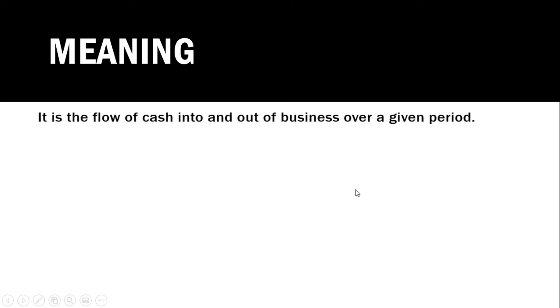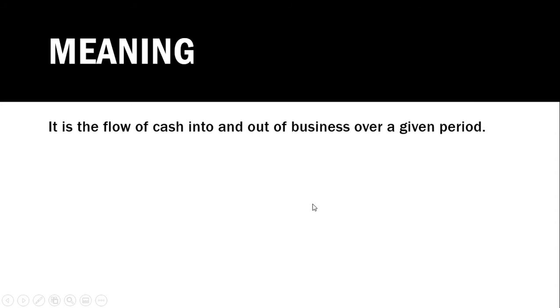At least we have the basics, the meaning of what is all about cash management. It is the flow of cash into and out of business over a given period of time. So when you talk about cash management, it is how cash is flowing into the business and how cash is flowing out of the business over a given period of time. In the same manner, you are looking at cash management from individual basis or from corporate basis. So it's about you and the company.